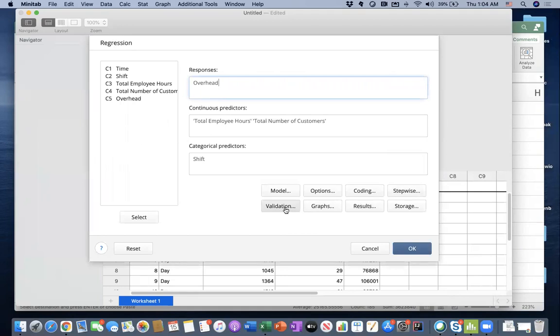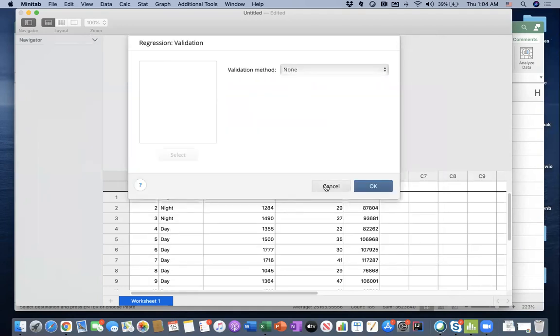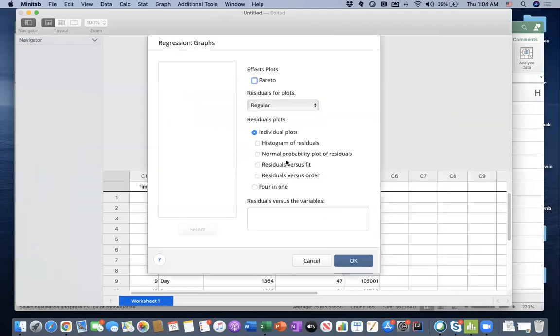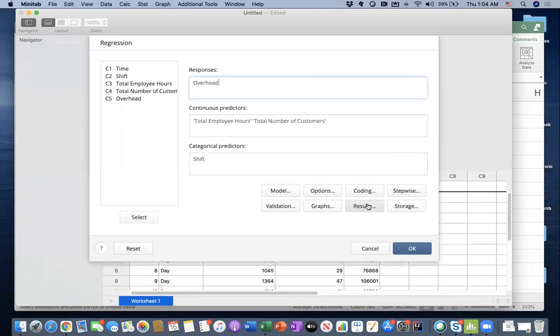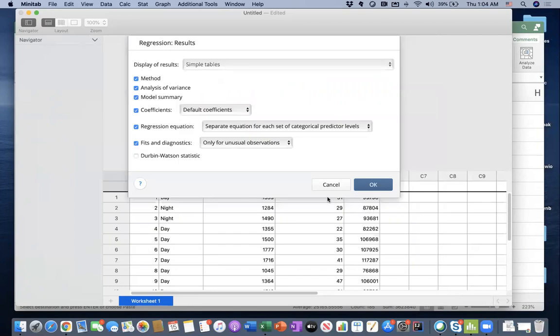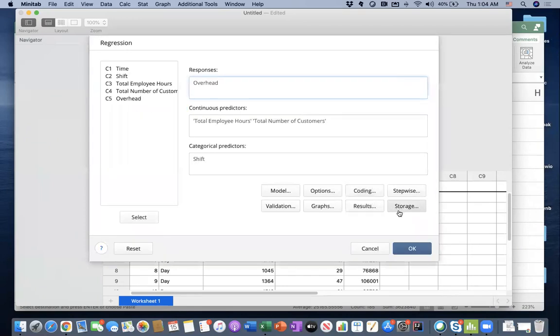Stepwise linear regression, I'm going to explain it later. Validation, we don't really need that. Let's check out graphs. I like to see graphs. I click on Pareto and I click on to see those validation graphs in one. And I go to results. Yeah, I want to see all those. And that's it. And you click OK.